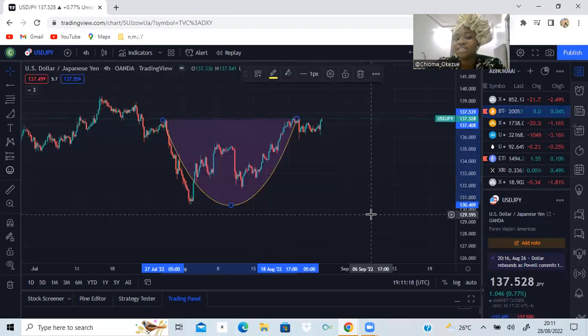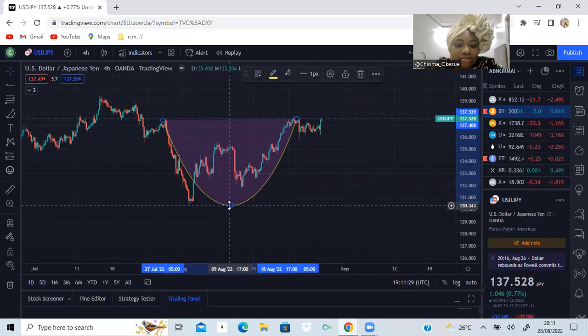Exactly what we saw with the DXY. True or false? True. We saw this with the DXY. But don't take my word for it. Let's look at USD JPY with our normal eye.